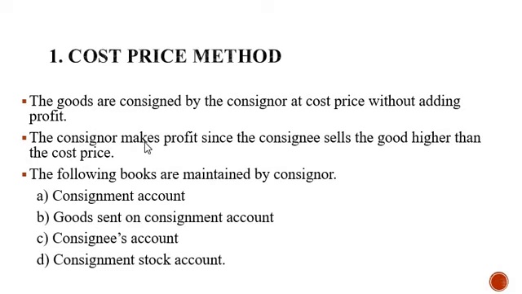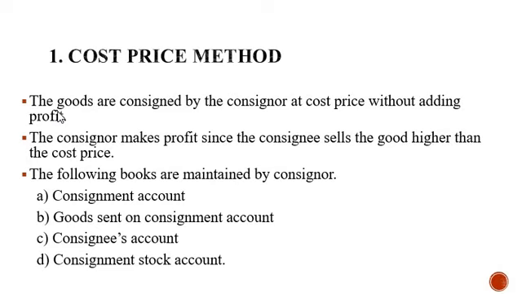Now, which are the different books that a consignor maintains when he is following the cost price method? I'll just read out what the cost price method is. The goods are consigned to the consignee at cost price without adding the profit. When the goods are sent to the consignee by the consignor, he never adds the amount of profit.